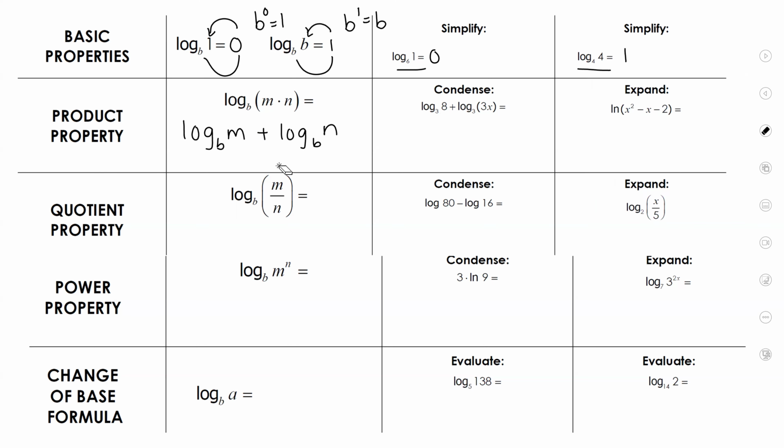So first, let's condense it. When I say condense, we're going to turn it into one log instead of two different ones. So I'm going to use this property. I'm going to do 8 times 3x, which is just log base 3 of 24x.